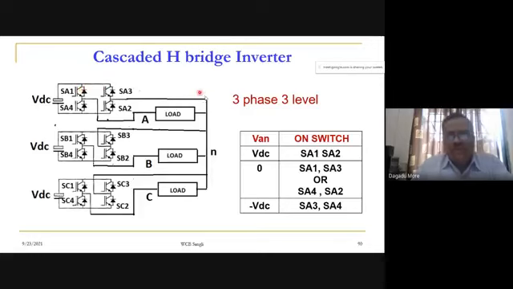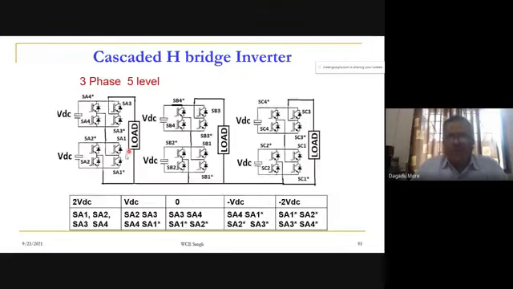shown, because we are having a three level, and one H bridge will provide the three voltage levels in the phase to neutral voltage. Now next, if we want to have a cascade, meaning connecting the H bridges in series, this is for phase A, phase B, and phase C. For phase A, we have connected two H bridges in series. Similarly for B phase and C phase.